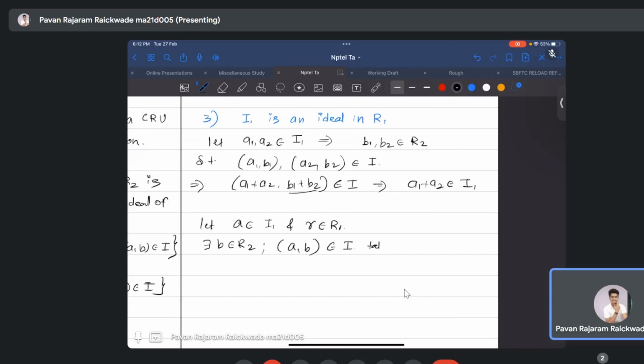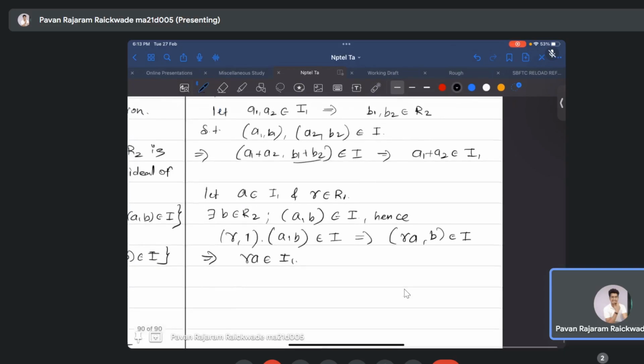Now take (r, 0). Hence (r, 0), or this is (r, 1) let's say, times (a, b) belongs to I. But this implies (ra, b) belongs to I, which implies ra belongs to I1. That's all. So for any element a in I1 and any ring element r, the product is also in I1. Hence I1 is an ideal.